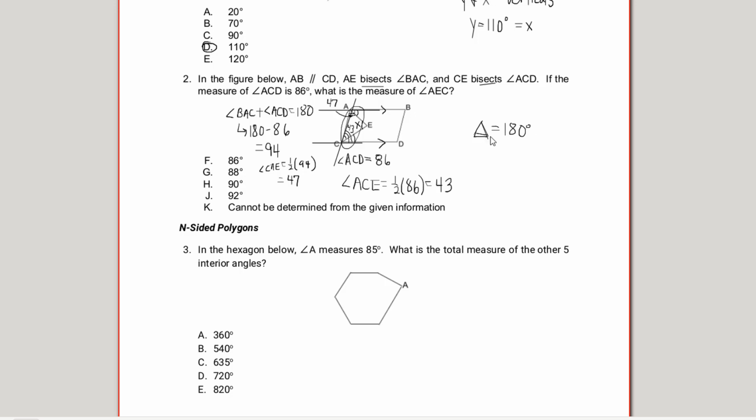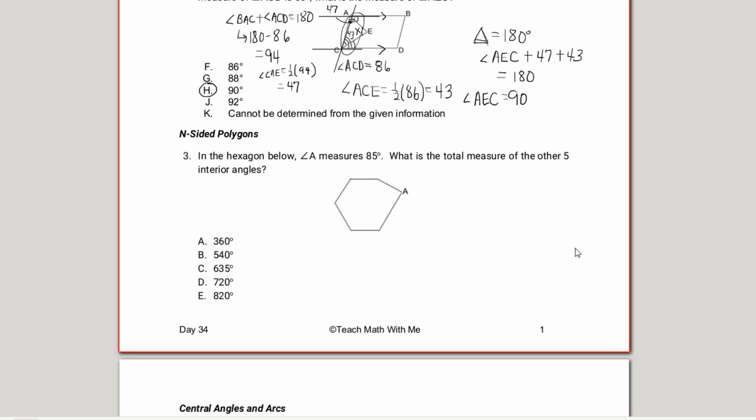Now we can go back to our triangle relationship because we're looking for angle AEC, and we know that angle AEC plus CAE, which is 47, plus ACE, which is 43, is all equal to 180. So let's solve for angle AEC, which is what we're looking for, and we'll take 180 and subtract from that 47 and 43, and we get 90 degrees, which is answer choice H.